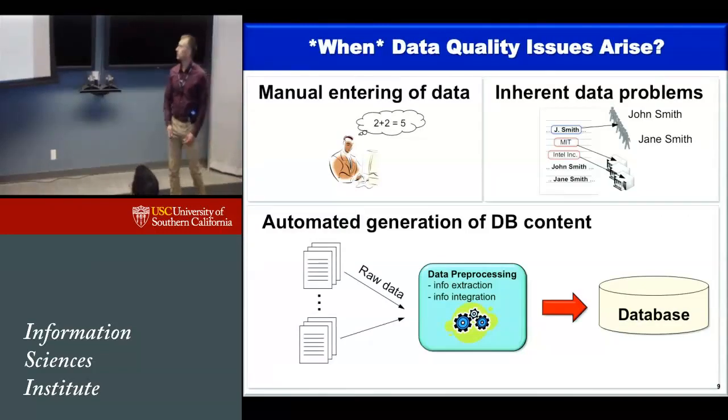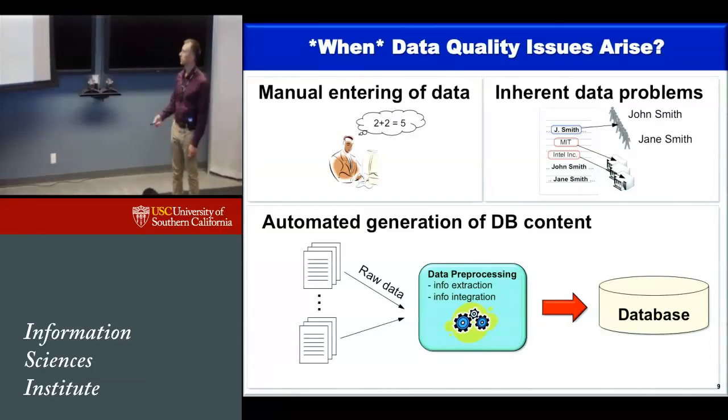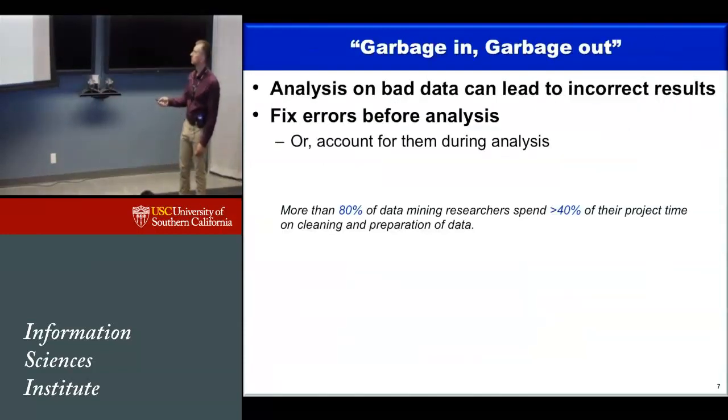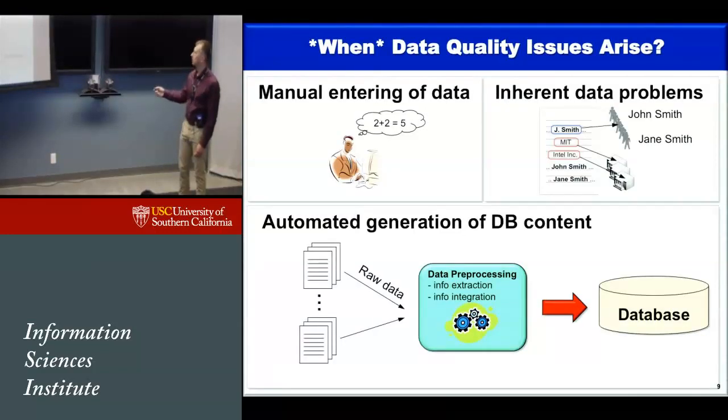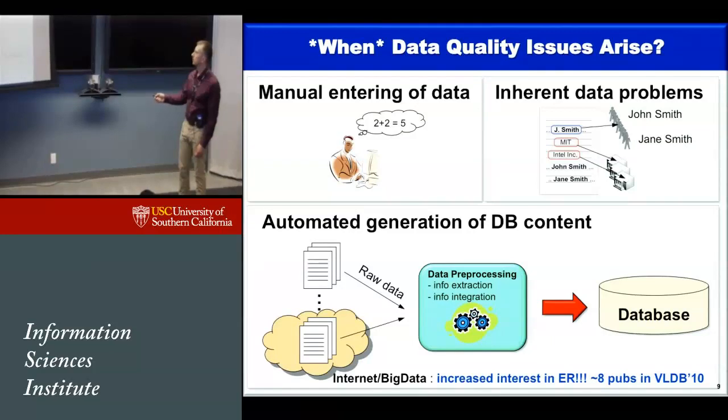So data quality issues arise because of manual entering of data and making mistakes during manual entering. There are inherent data problems, so you have text and you have a reference. For example, you go to text and you have J Smith, and then you have John Smith or Jane Smith, so you don't know whether J Smith is John or Jane.